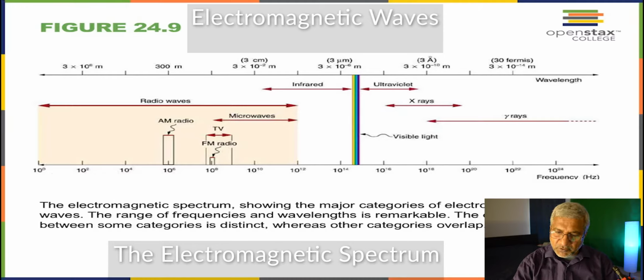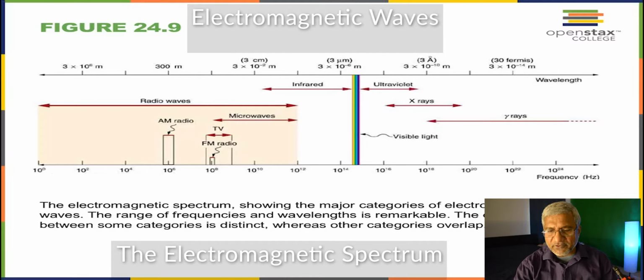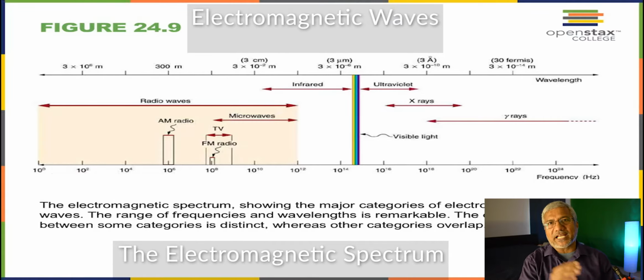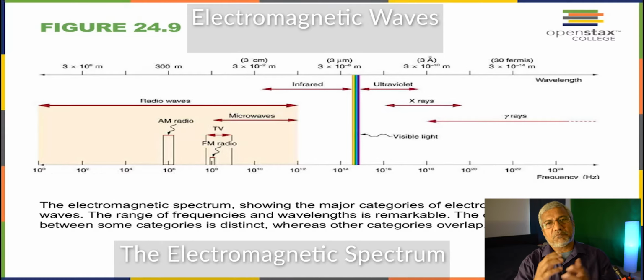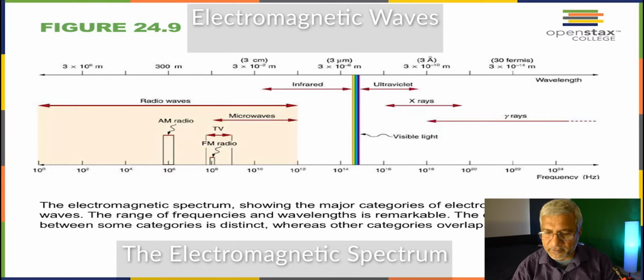And again, the visible region is approximately, talking about wavelengths, from about 400 nanometer to 750 nanometer. Write that down, 400 nanometer to 750 nanometer. 400 is about the wavelength of violet, and 750 is the wavelength of red.